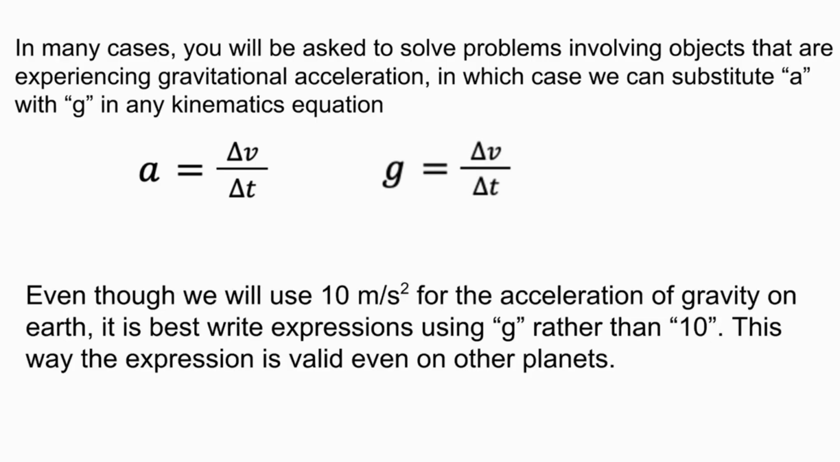I suggest you use 10 instead of -10. And the thing is, it's better to write it as g than to just substitute directly in with 10. The reason is we want this to be true in other places, on the moon, on a different planet. So when we write expressions, we're going to use g rather than substituting it for the number 10.